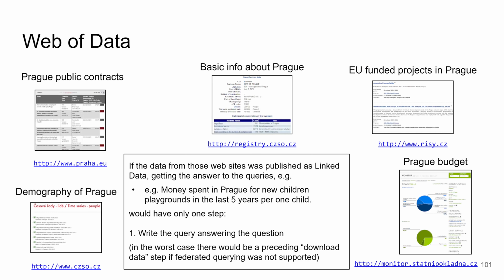So if we go back to the example from the beginning, now if all those portals were publishing data as linked data, we could skip all the steps from scraping and parsing and integrating and creating our own database, and we could right away write a query that would answer our question, which was money spent in Prague for children playgrounds in the last 5 years per one child. So this is doable all in one query when the data is published right.